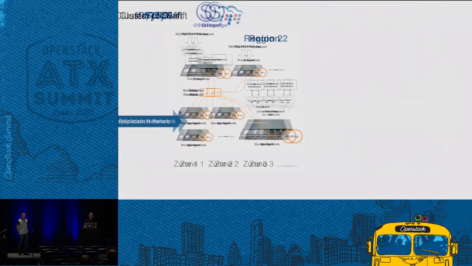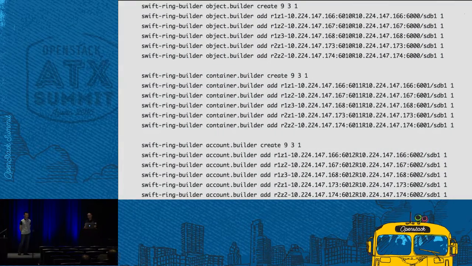So for an administrator or a deployer, how can he or she deploy a multi-region cluster with Swift? It is very easy. The key point is when we build the rings. The ring is the implementation of consistent hashing. Swift uses the ring to distribute data across the devices in a cluster.